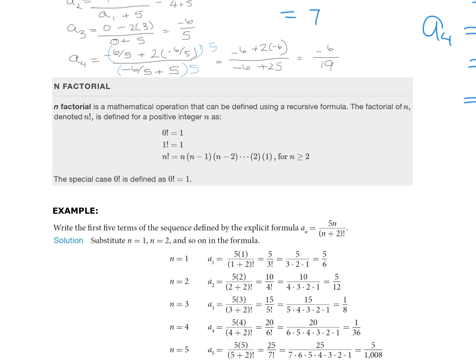So it always takes your highest number, so 5 factorial would be 5, 4, 3, 2, 1, all multiplied together. If I have 7 factorial, it'll be 7, 6, 5, 4, 3, 2, 1, all multiplied together. We have a couple of special cases. We say that 0 factorial is 1, and we say 1 factorial obviously is 1, because 1 times 1 is 1.